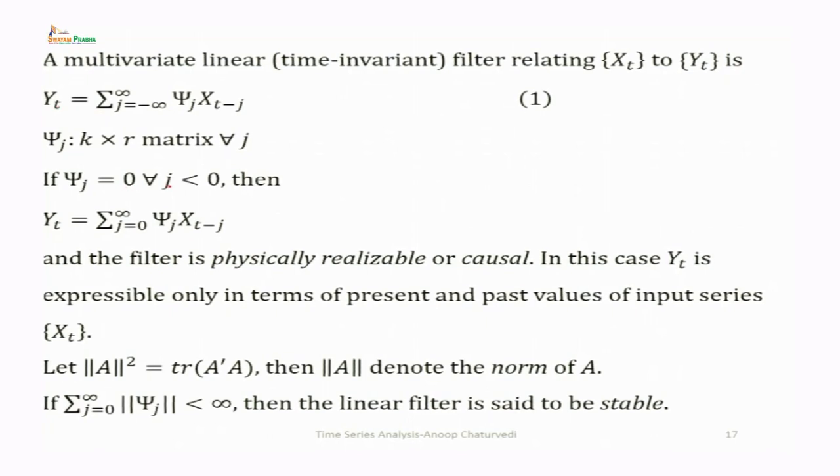If psi j is equal to 0 for all j less than 0, then y t is equal to summation j equal to 0 to infinity psi j x t minus j. And in this case, we say that the filter is physically realizable or causal. Again, you remember that in a similar manner we define a causal filter for univariate processes also. In this case, y t is expressible only in terms of present and past values of the input series x t. Future values of x t are not involved in this relationship 1, provided psi j is equal to 0 for all j less than 0.